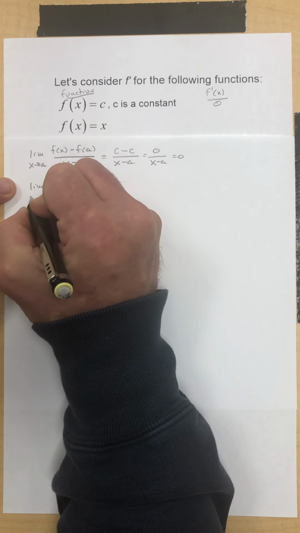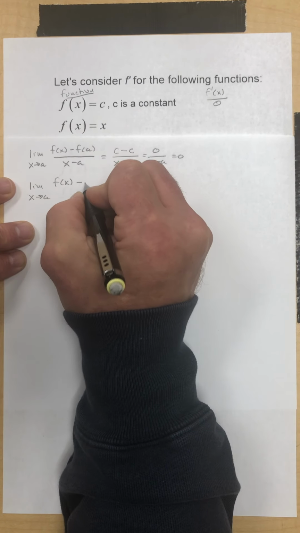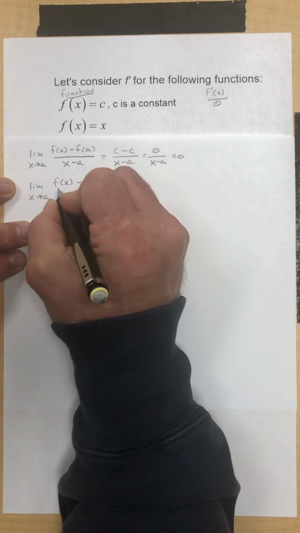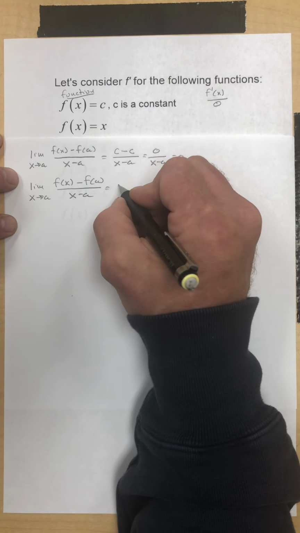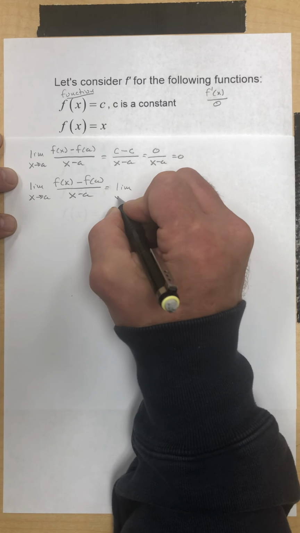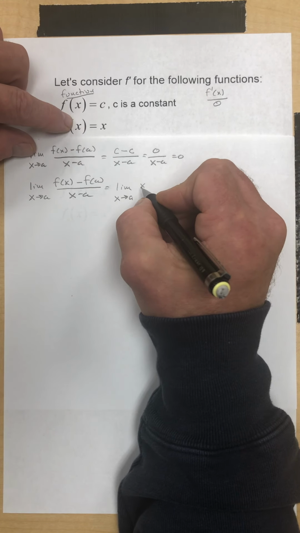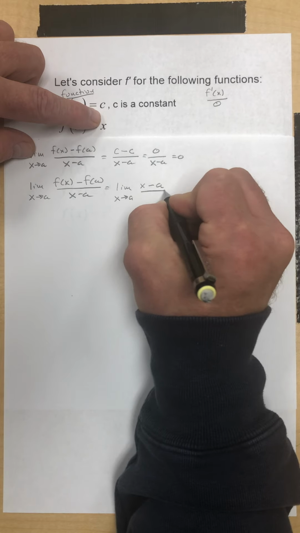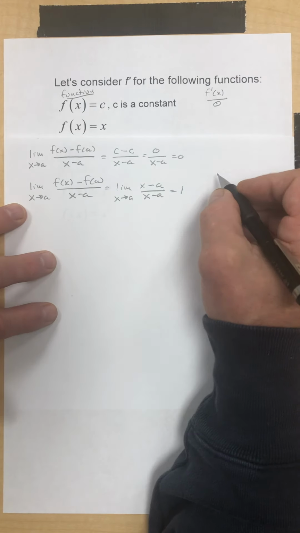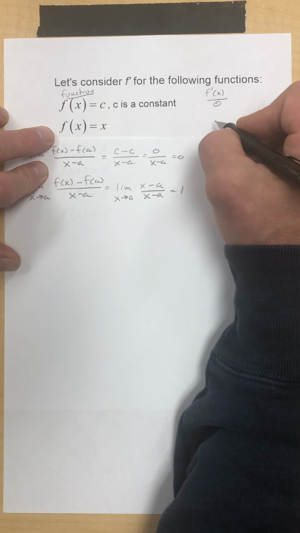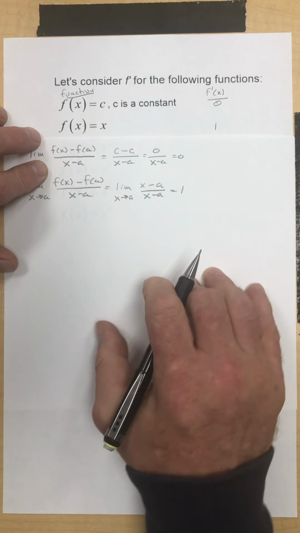Okay, so we go the limit as x approaches a of f of x minus f of a all over x minus a. That's going to give me the limit as x approaches a. Well, f of x is x, and then f of a would just be a, all over x minus a. So clearly that reduces down to 1. So the derivative of y equals x, or f of x equals x, we just get 1.